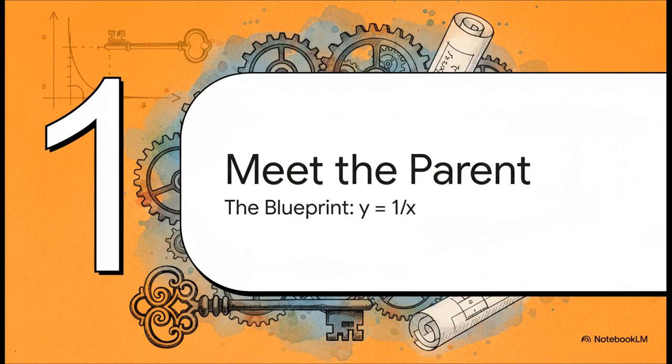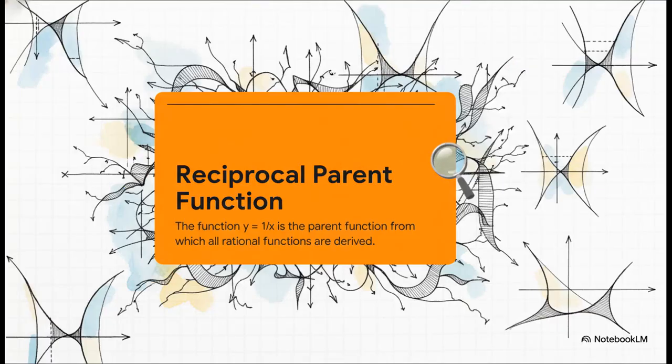Seriously, think of this as the master key. Once you understand this one single graph, you have the blueprint for basically every other rational function you're going to see. And this is it. Y equals 1 over x. It's called the reciprocal parent function. Every single one of those complicated-looking graphs is just a version of this one, maybe moved up or over or both. This is the original, the OG, the starting point for everything.